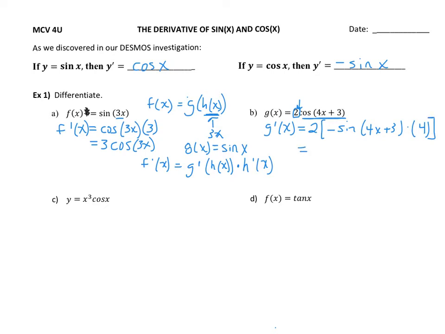Now I'm going to tidy that up. I have 2 multiplying negative 1 multiplying 4. That's going to give me negative 8 times the sine of 4x plus 3.